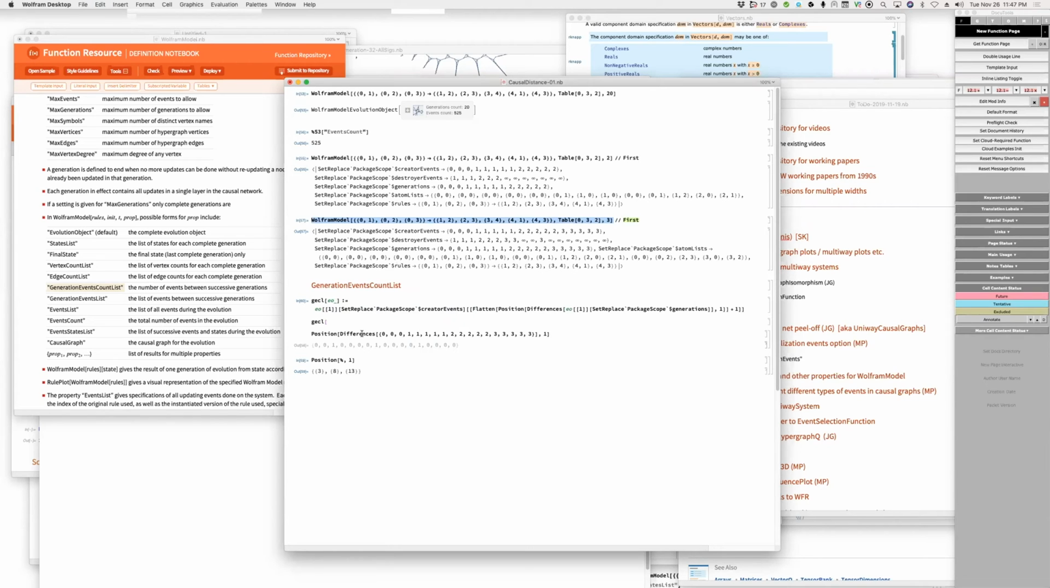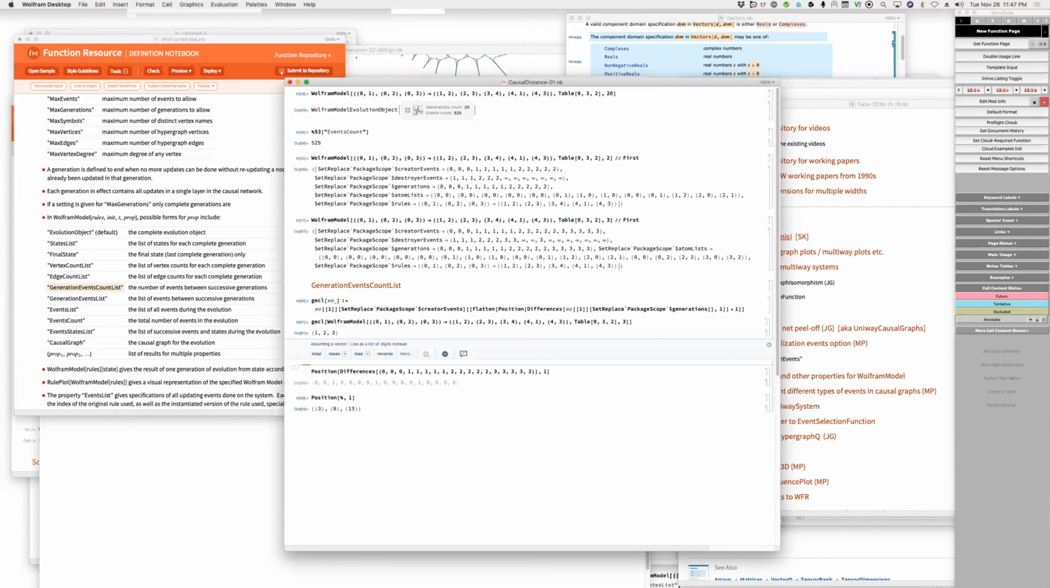Oh, I see. There's generation events count list. Okay. So that purports to be the number of... Okay, we need differences of that. Differences of what? Of this, because it's event by that generation. Or something like that.